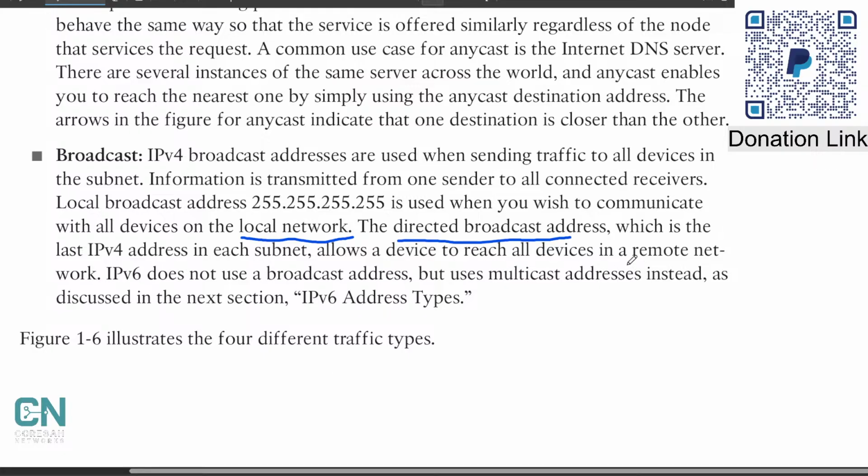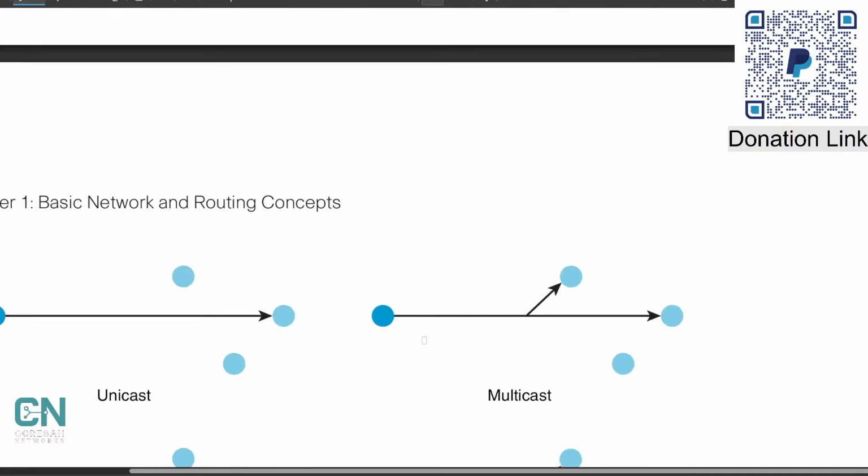IP version 6 does not use a broadcast. It is so important, guys. Please remember, IP version 6 does not use a broadcast address, but uses a multicast address instead, as discussed in the next section: IP version 6 address types.